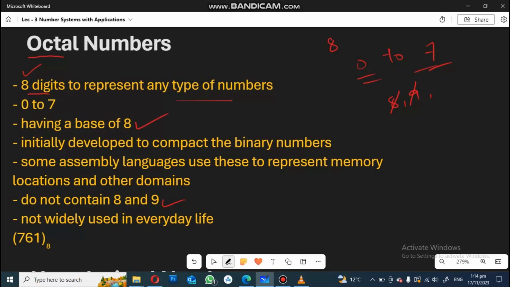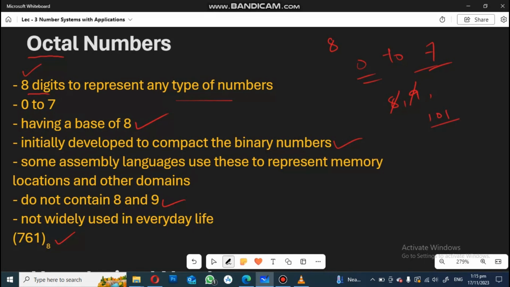So the base of these numbers is going to be 8, just like I have given an example here. Now these are very rarely used in everyday uses. These were created only for computer specific tasks. The basic purpose of them was to compact binary numbers. Binary numbers are very difficult to understand or remember.